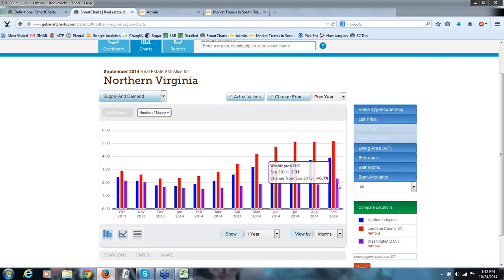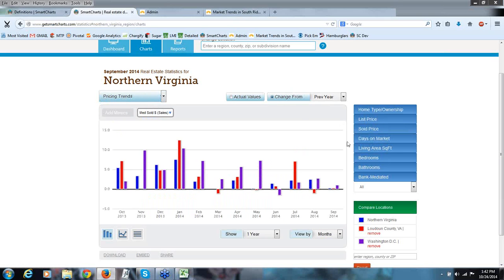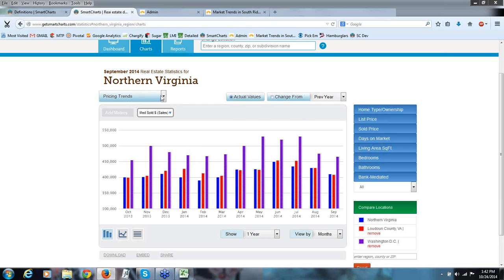And what that does is it puts upward pressure on pricing, obviously, and downward pressure on days on market. So if I flip this, remember DC is 2.3 months of supply, Loudoun County is 5.1 months of supply. If we look at the pricing trends, we can see the change from previous year. DC is outpacing somewhat, especially in recent months, is outpacing Loudoun in terms of price appreciation, even though they're at record high prices.